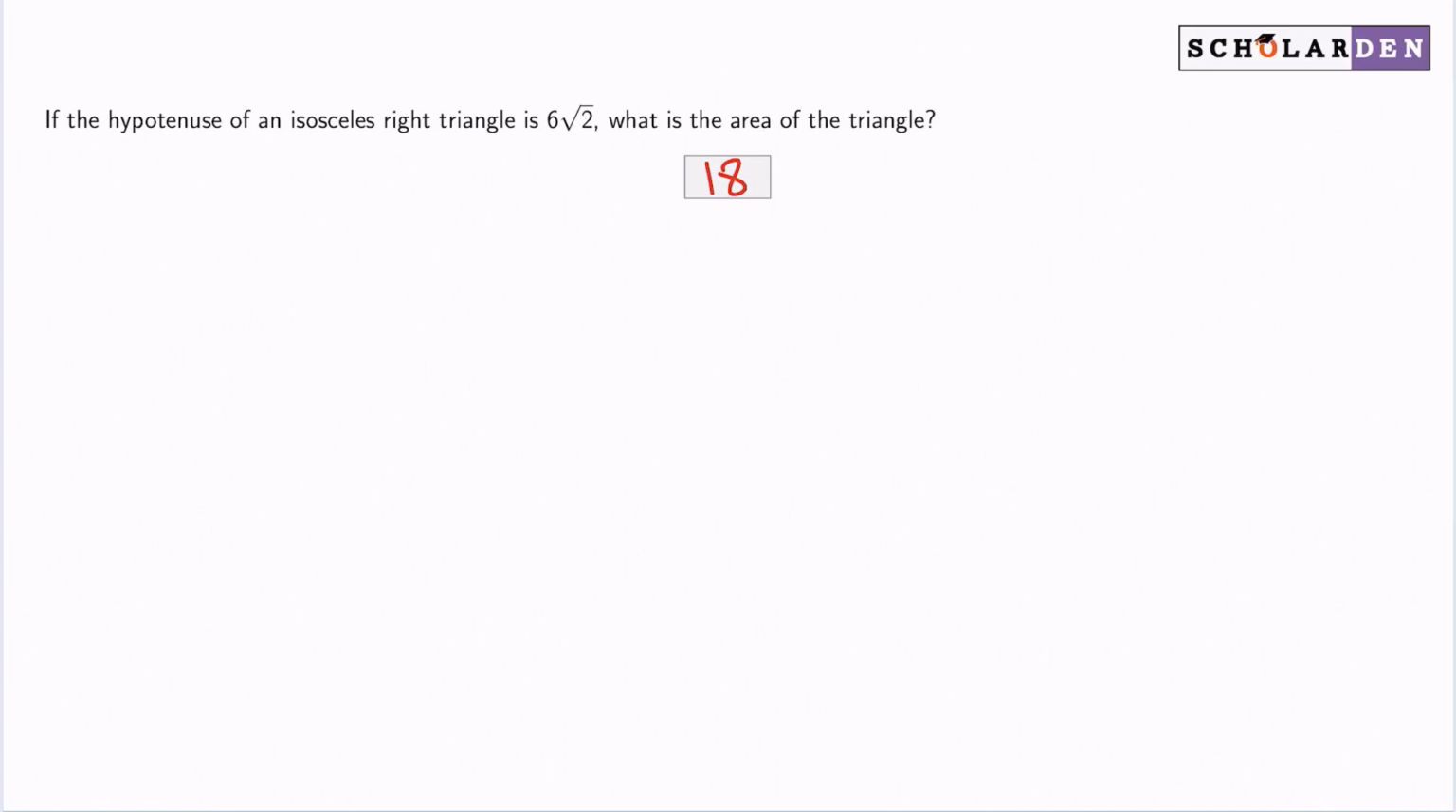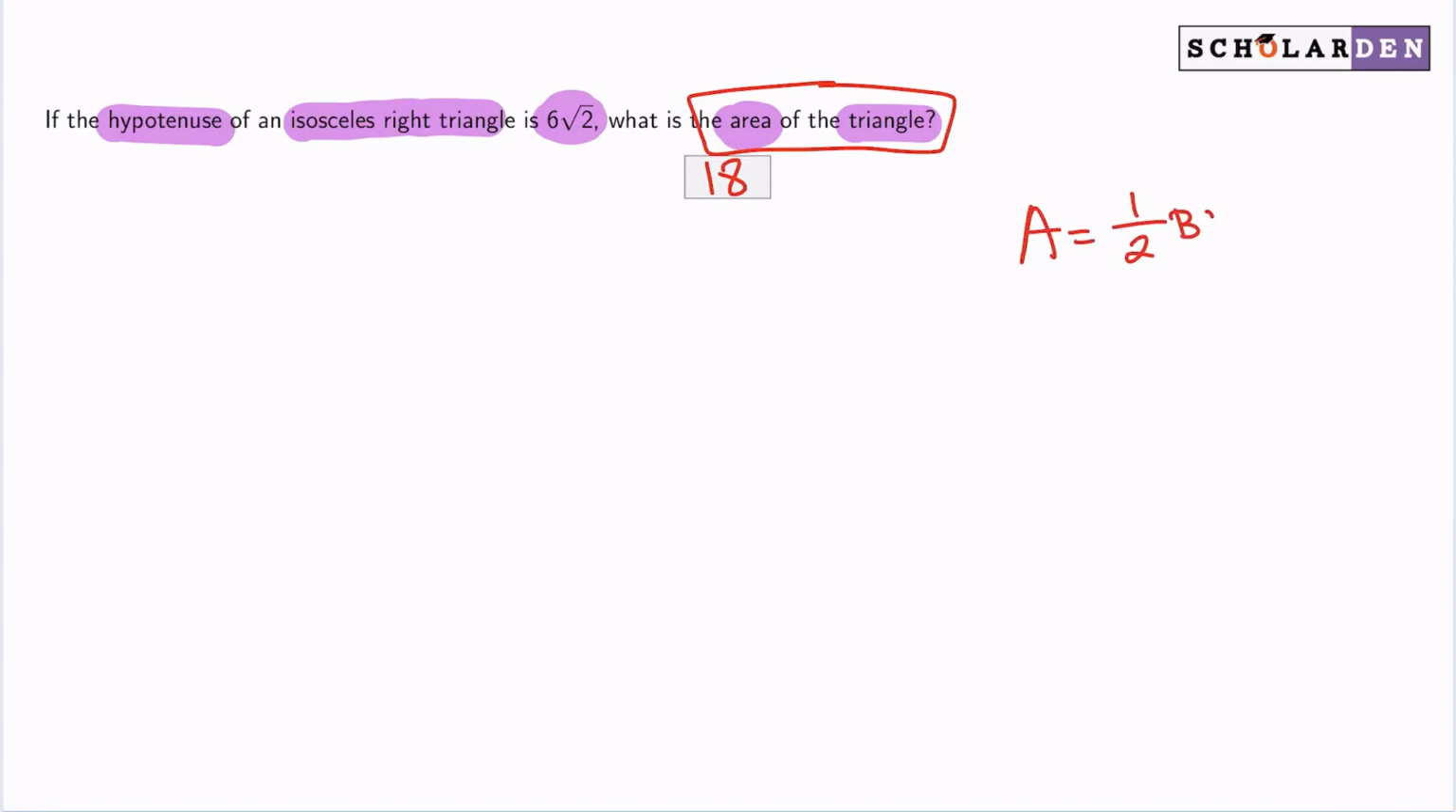So here's the thing. Look at my keywords here. Hypotenuse, isosceles right triangle. We want the area of the triangle. So before I begin, I'm going to focus on this. Area of triangle. Remember, to get the area of a triangle, that will be 1/2 of the base multiplied by the height. So it looks like the work that I need to do here is figure out what the base is and what the height is of whatever triangle is being described.